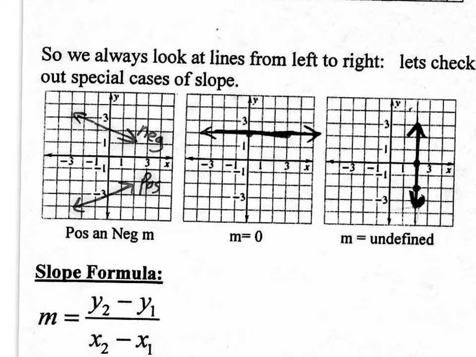Remember, slope is steepness. How steep is this flat line? It's not steep at all. It's 0, not even steep. It's the opposite of steep. How steep is this guy? Man, that's so steep you can't define it. That's not steep. That's completely and totally vertical. So this is what we call an undefined slope, okay?